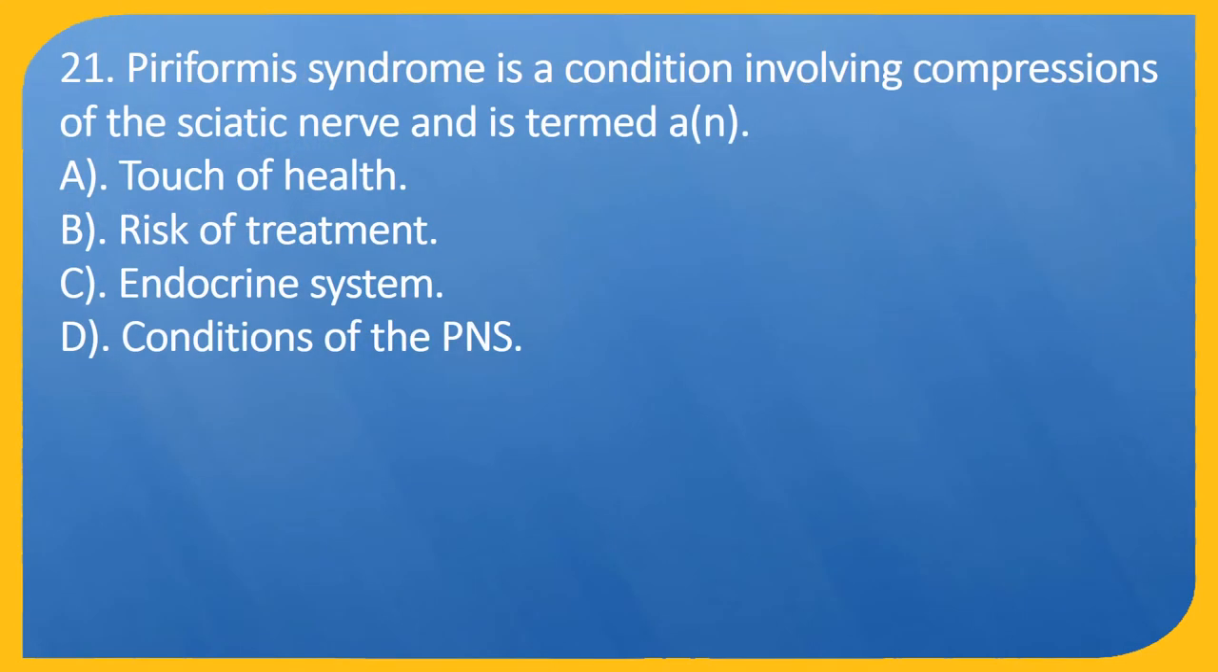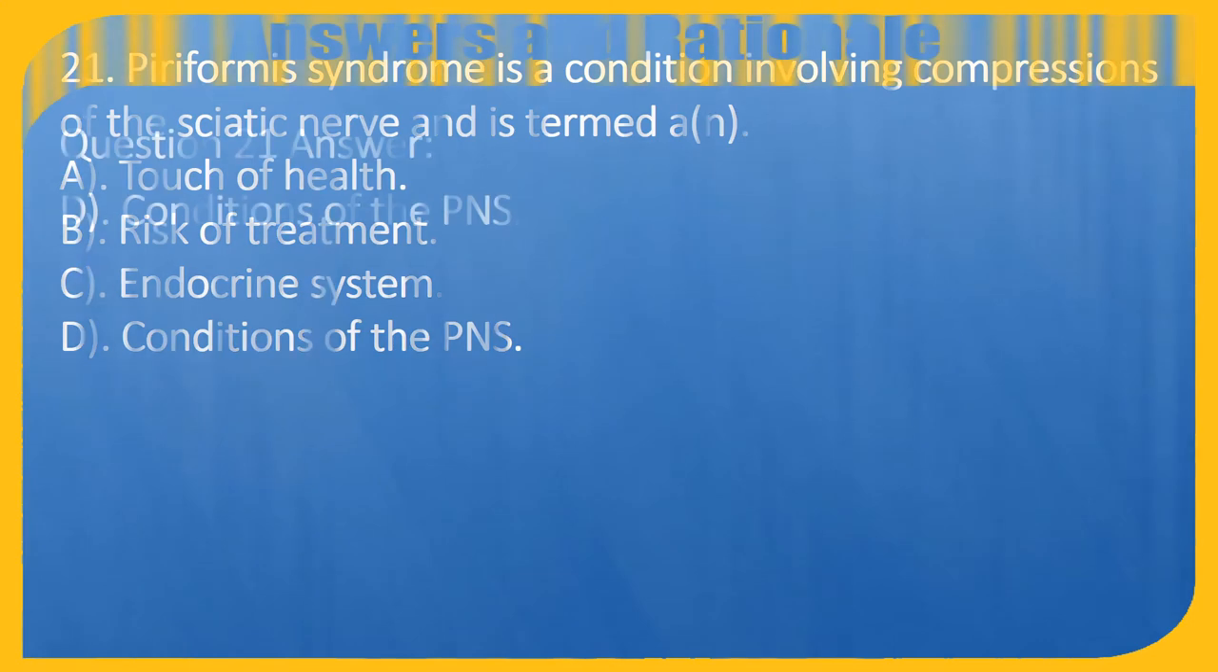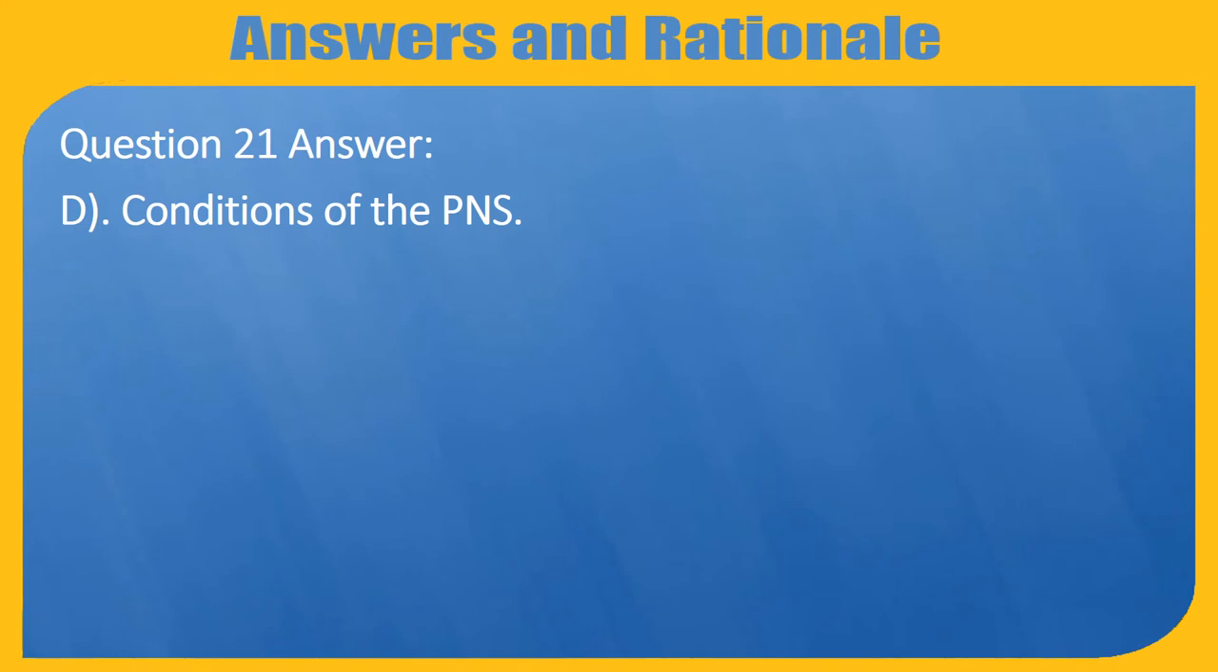Question 21. Piriformis syndrome is a condition involving compression of the sciatic nerve and is termed an A. Touch for Health. B. Risk of treatment. C. Endocrine system. D. Conditions of the PNS. Question 21. Answer. D. Conditions of the PNS.